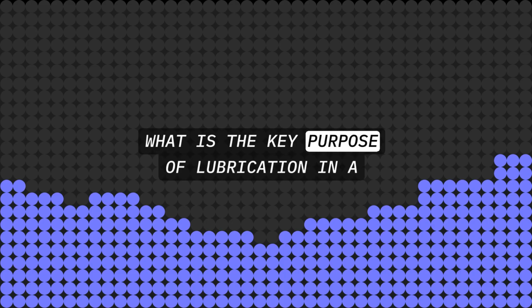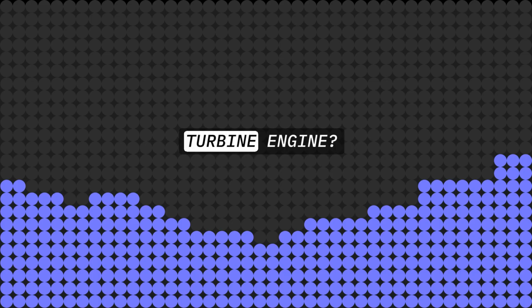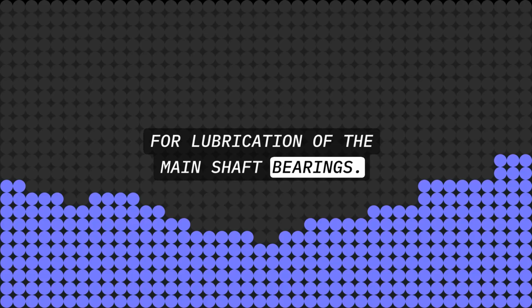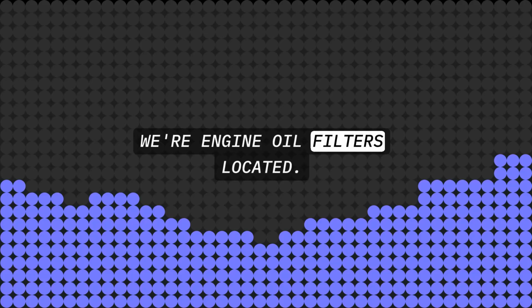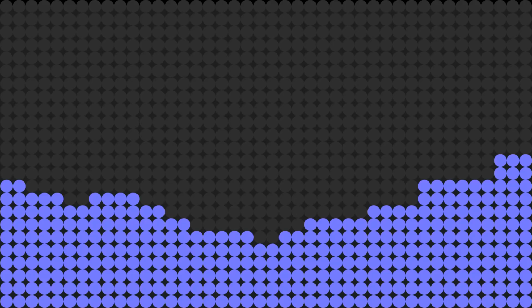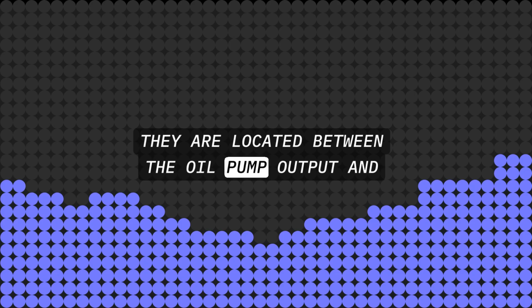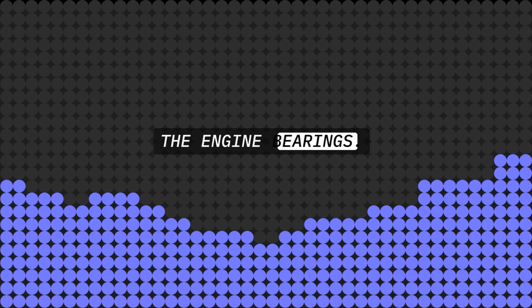What is the key purpose of lubrication in a turbine engine? For lubrication of the main shaft bearings. Where are engine oil filters located? They are located between the oil pump output and the engine bearings.